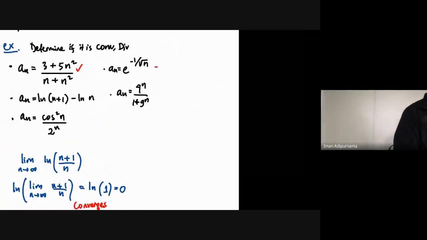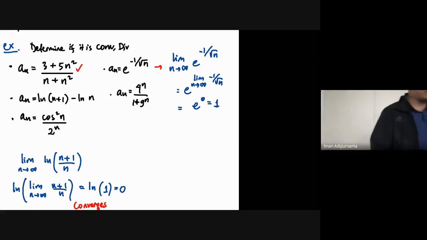And this E here, we can take the limit. Let me write the complete form, it is -1. And then we can move the limit above, and eventually you will realize that it's actually 1.